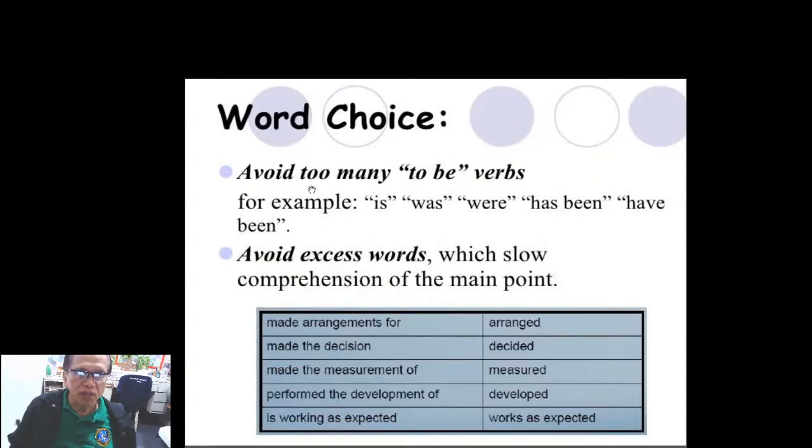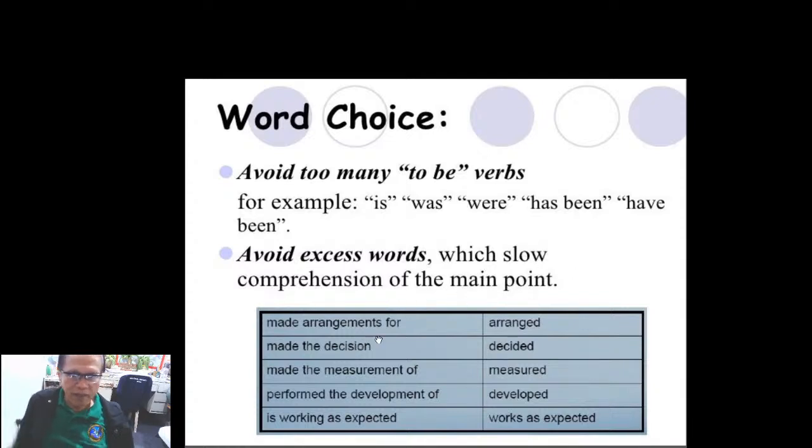Word choice: avoid too many "to be" verbs. Bawal daw yung maraming "to be," for example, is, was, were, has been, have been. Avoid excessive words, which slow comprehension of the main point.